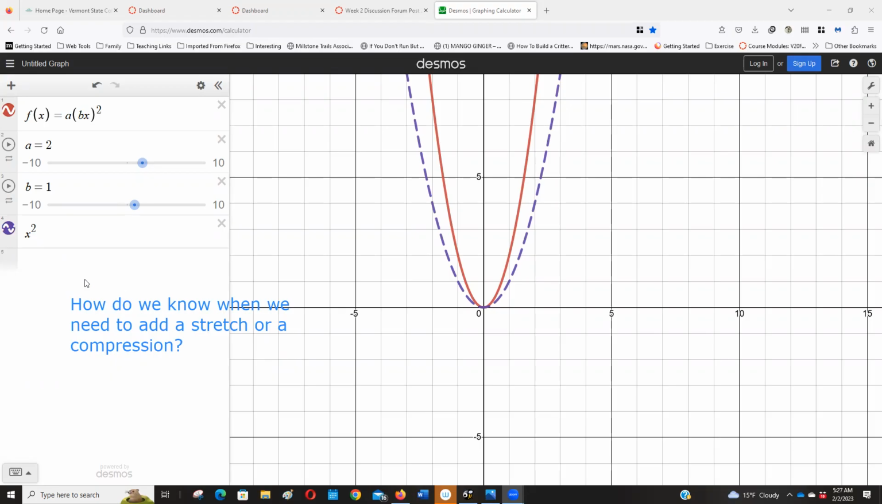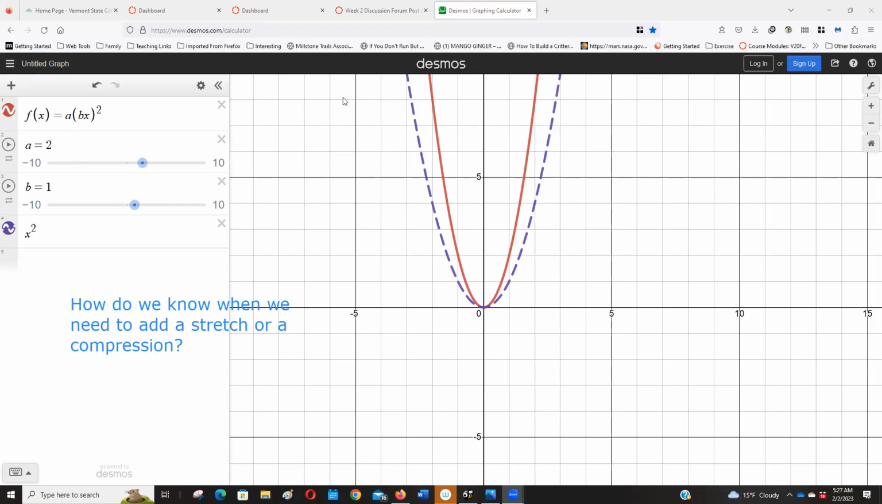So for this example, I did a quadratic, an x squared. And the blue dotted line is the x squared one. That's just the basic toolkit function. And then I added a vertical stretch of 2 to the equation. So how would I have known to do that just by looking at the graph?